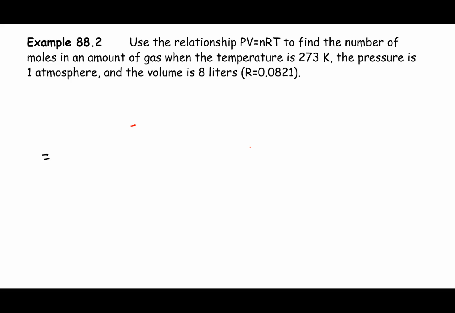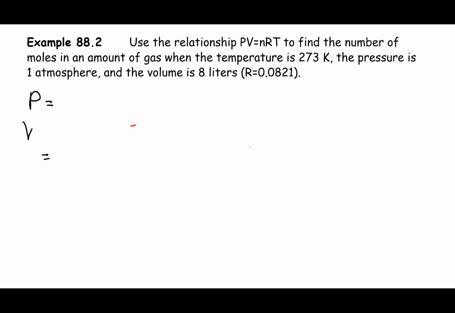So we're going to use the relationship PV equals nRT to find the number of moles in an amount of gas when the temperature is 273 Kelvin, the pressure is 1 atmosphere, and the volume is 8 liters. And whenever you see R in this formula, it's just 0.0821 every single time. That's called the gas constant. This is how it works out.